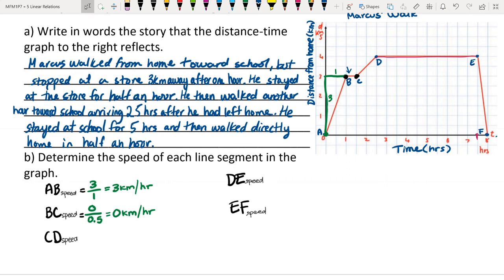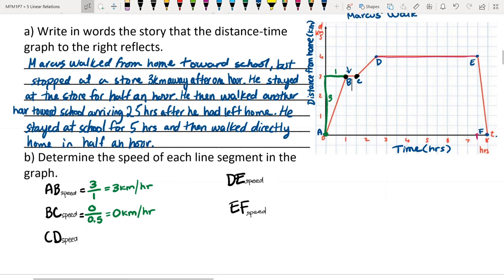Now, of course, you could say he was moving within the store, because we said he stopped at the store at that point, but the store is a fixed point, and the store is not moving, and so we're thinking of his distance in a more general sense as not moving, and that's why the line is horizontal. Horizontal line represents no movement.